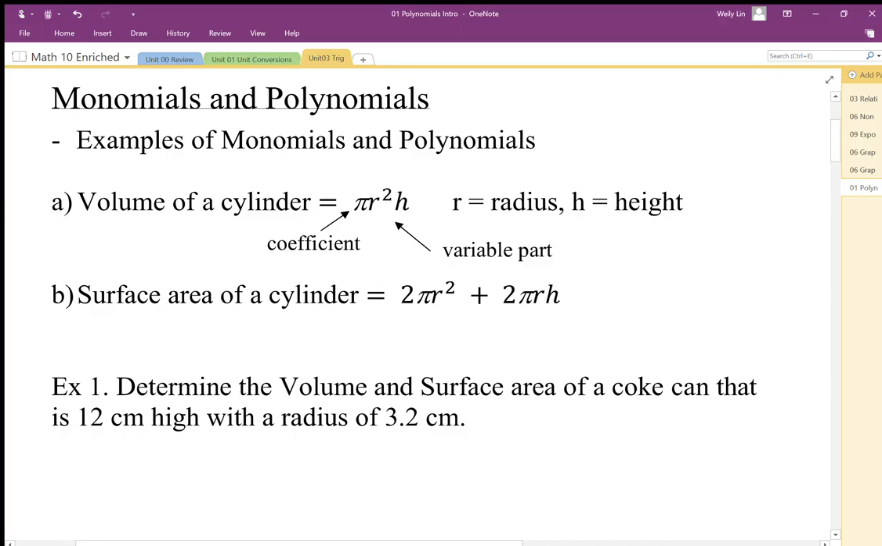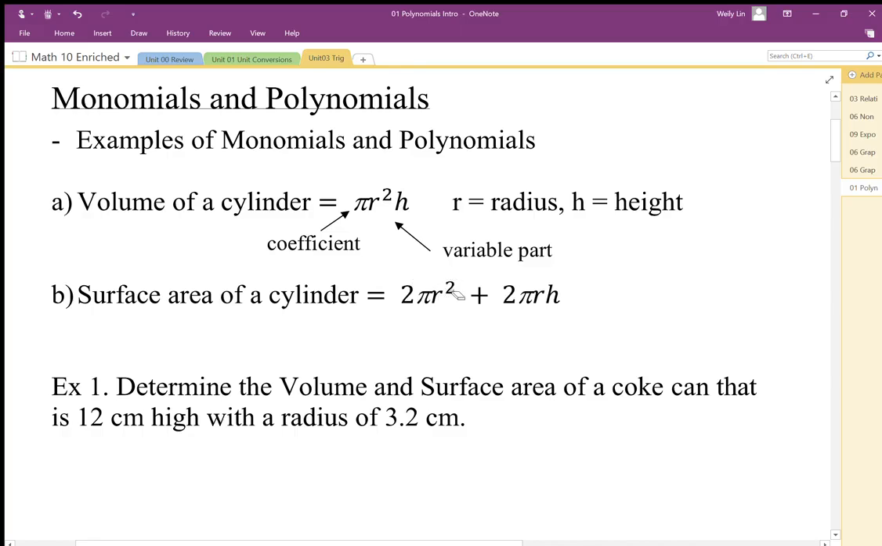A polynomial is when we have more than one term. So this happens to be the volume of a cylinder calculation or formula, and this formula is a monomial term. The surface area of a cylinder is considered a polynomial because it has two pieces that are connected by addition. When we have more than one part that can't be combined together, this is considered a polynomial.